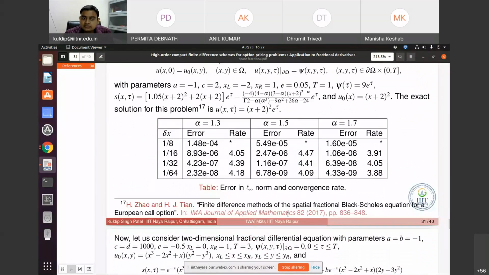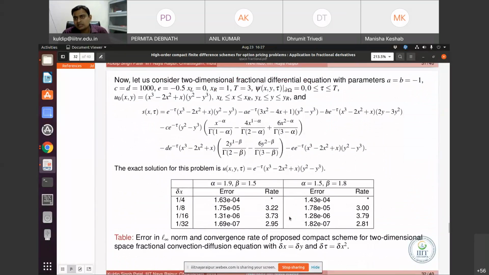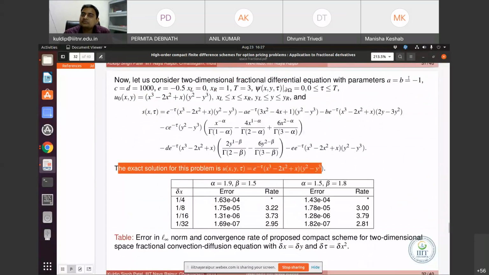Yeah. So next is of course two-dimensional. This is we are more interested in actually. So this is also, at that time it was new. Now people have done it. So for A and B we have taken -1, C and D we have taken 1000, E is 1. The only reason why we have taken this is that the exact solution we can find out. See, the problem is we can take any type of coefficients, but then finding the exact solution would be difficult. Though if we don't know the exact solution, even then we can calculate the rate of convergence, but I thought it better to check it with the exact solution, right?